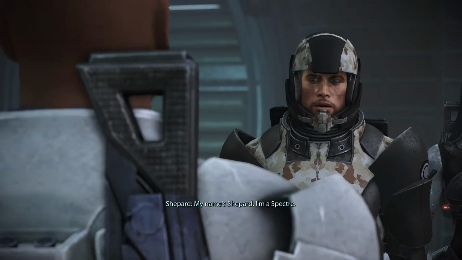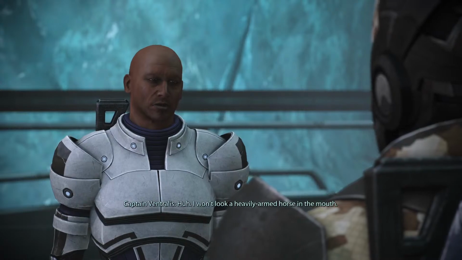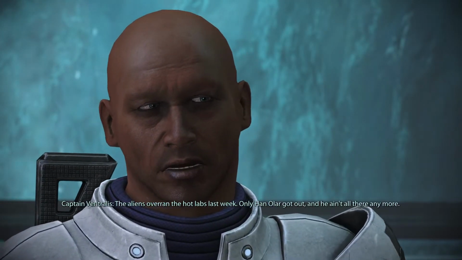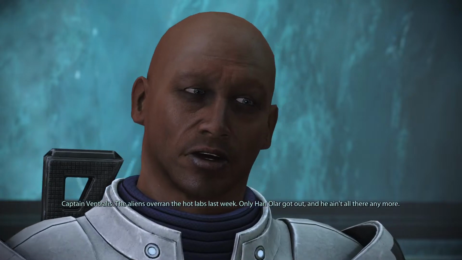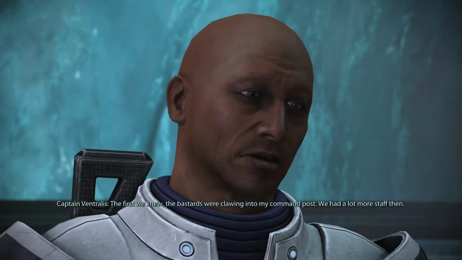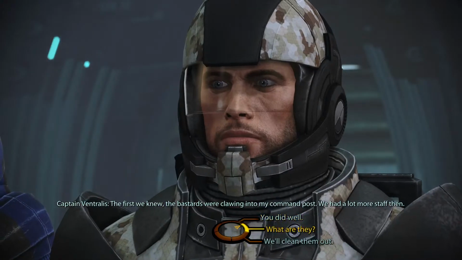My name is Shepard. I'm a Spectre. Huh. I won't look a heavily armed horse in the mouth. The aliens overran the hot labs last week. Only Han Olar got out, and he ain't all there anymore. The first we knew, the bastards were clawing into my command post. We had a lot more staff then.